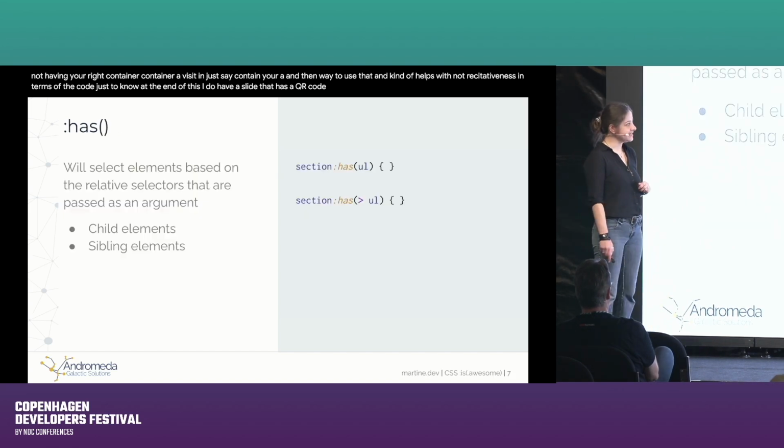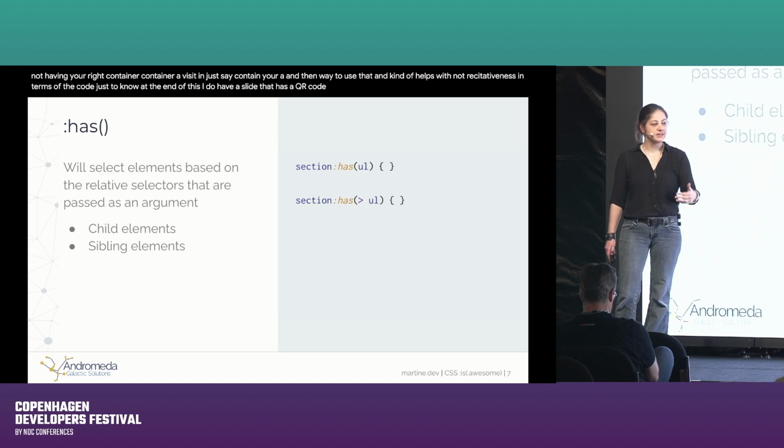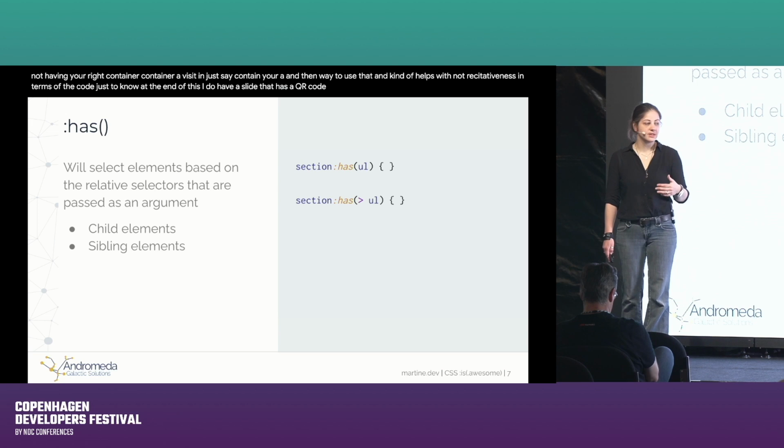Next one is :has. So :has is really fun because what it allows us to do is check if a descendant or a sibling has a particular selector.